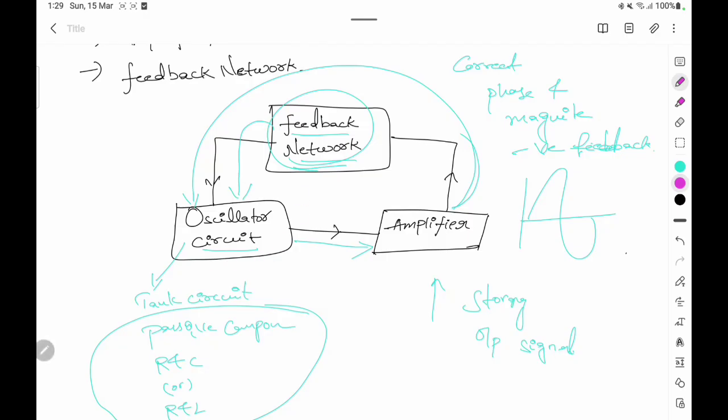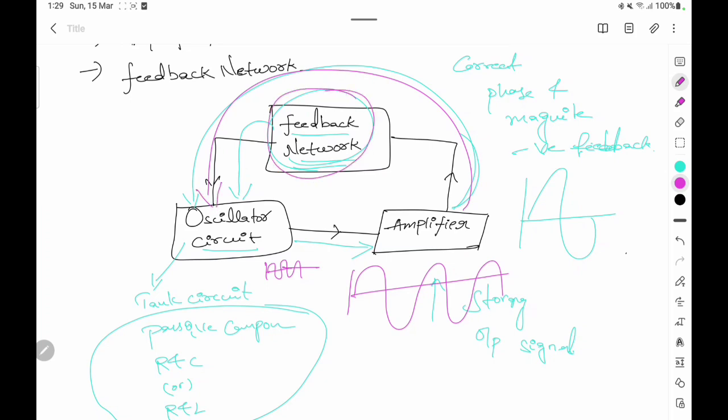Firstly, the oscillator circuit produces small, continuous oscillations, and these are given to the amplifier. The amplifier improves the strength of the signal. And again it is given to the oscillator circuit with the help of the feedback network. So the feedback network takes some portion of the amplifier output and gives it to the circuit, which helps in producing the oscillations continuously. So this is the working of an oscillator.